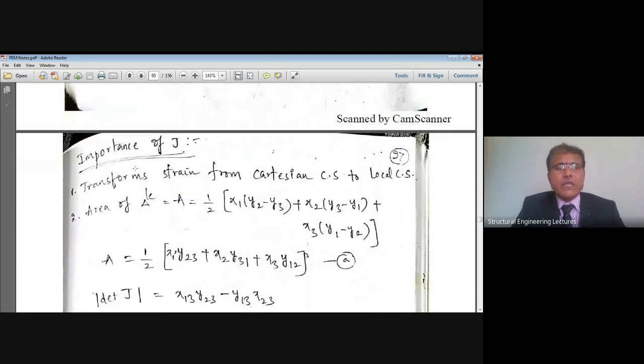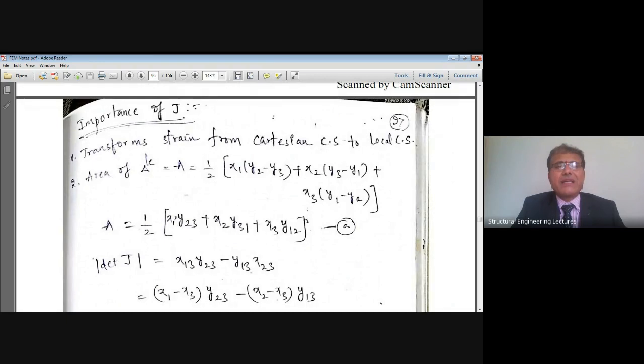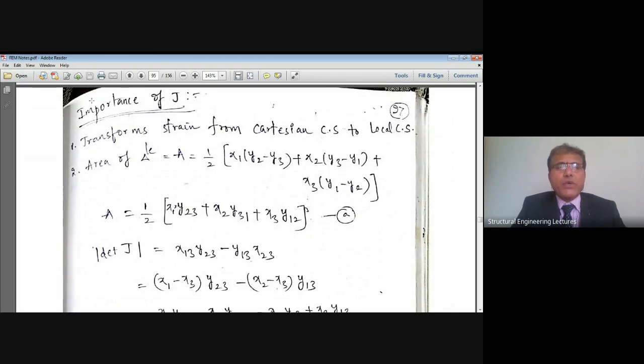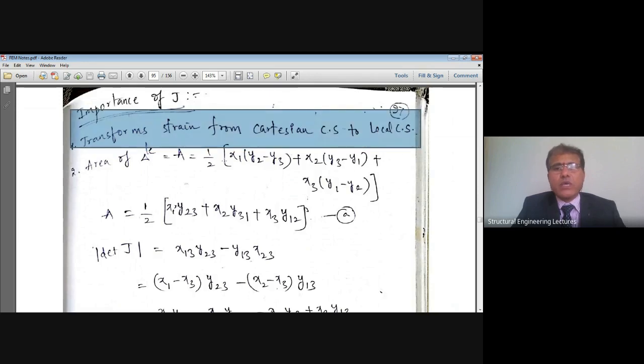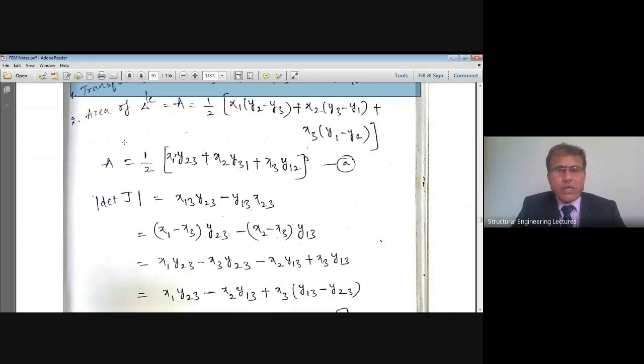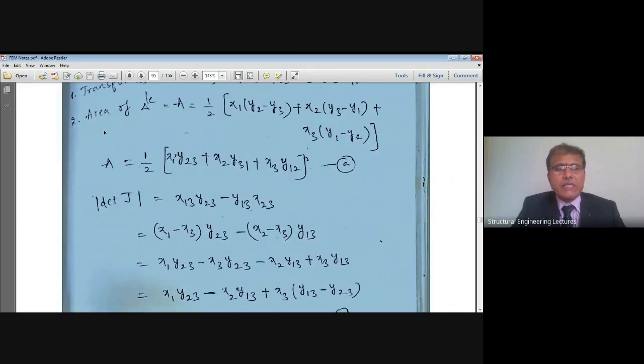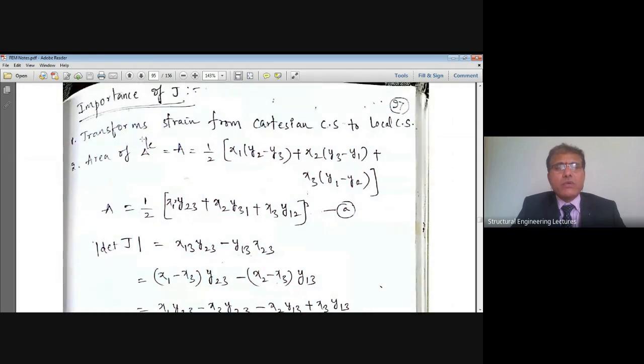Then this is what I already discussed, that the importance or utility of the Jacobian is that it transforms the strain terms from the Cartesian coordinate system to the natural coordinate system. That is one utility. The second utility is that it can also be used to find the area of this triangle. It can also be used, right?